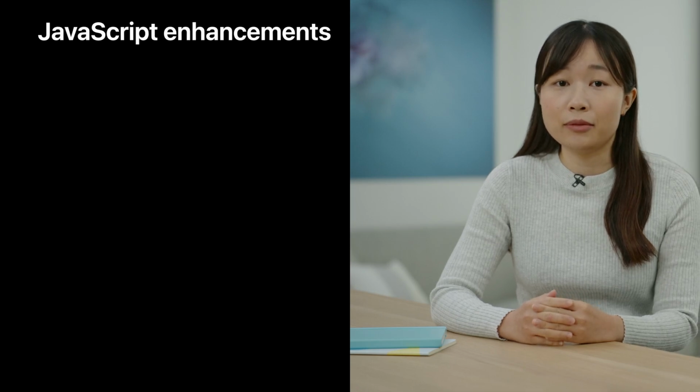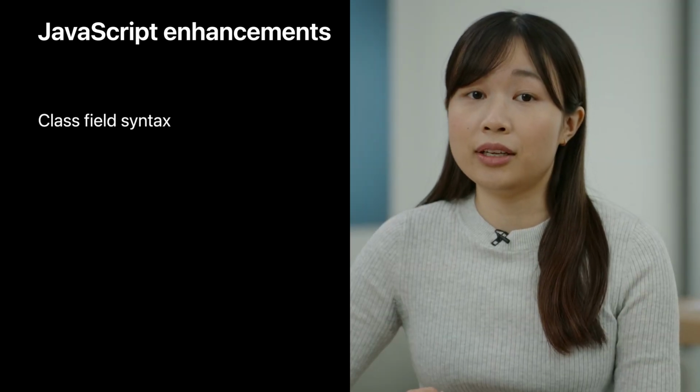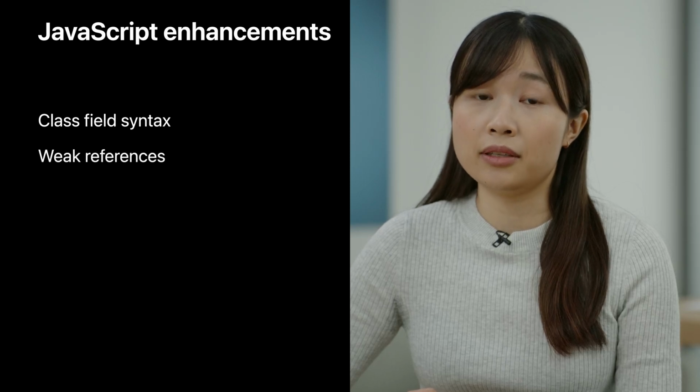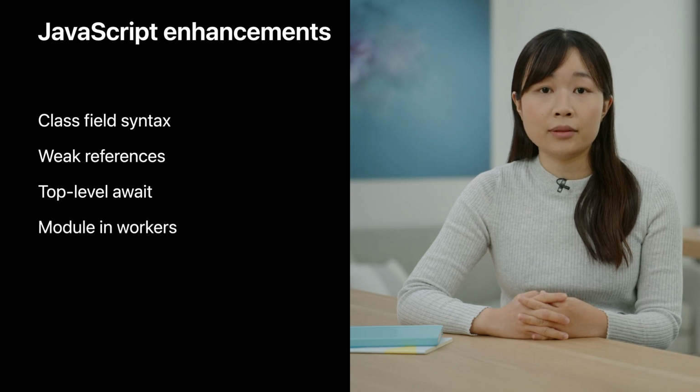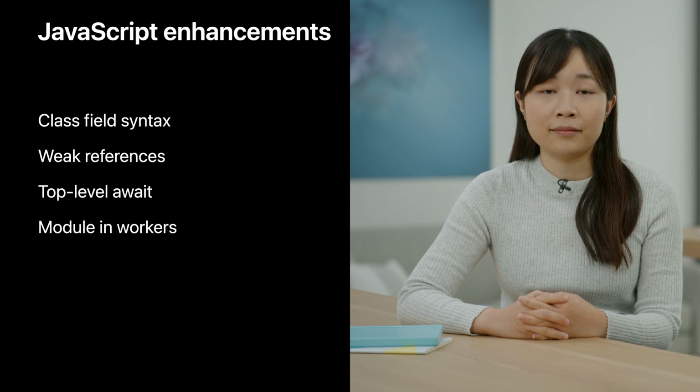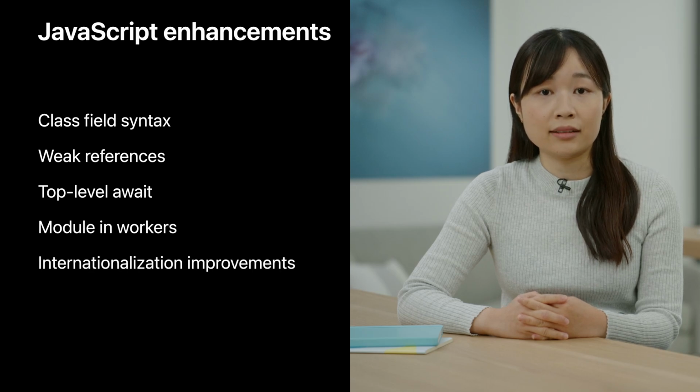Each year, there are hundreds of changes made in our JavaScript engine. I will cover some of the most important ones you need to know if you work with JavaScript. They are new class field syntax, weak references that enable smarter memory management, new usage of the await keyword, support for modules in workers, and interfaces added to the internationalization API family.